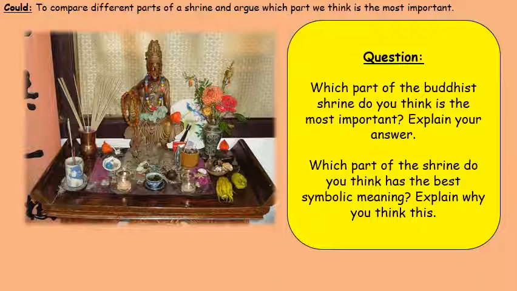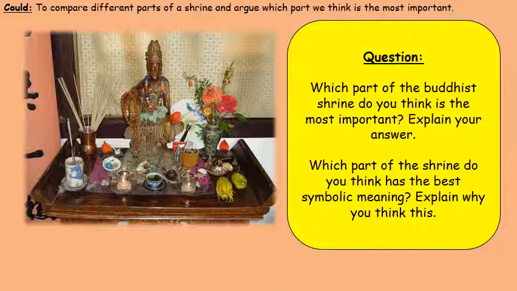Now what I want you to do, like the question says, is think which part of the Buddhist shrine you think is most important. So which part of those would you never take away? Which part do you think should always be on a shrine? And explain why you think that. Try and explain why it's important, linking it to its symbols as well, its deeper meaning.